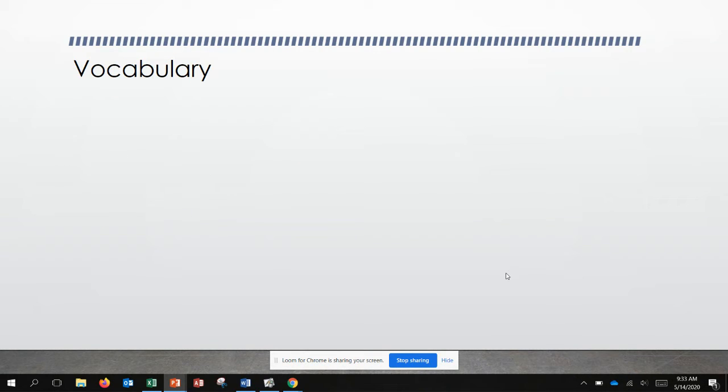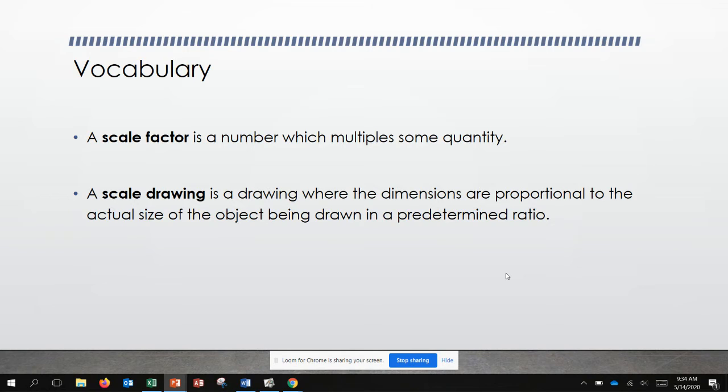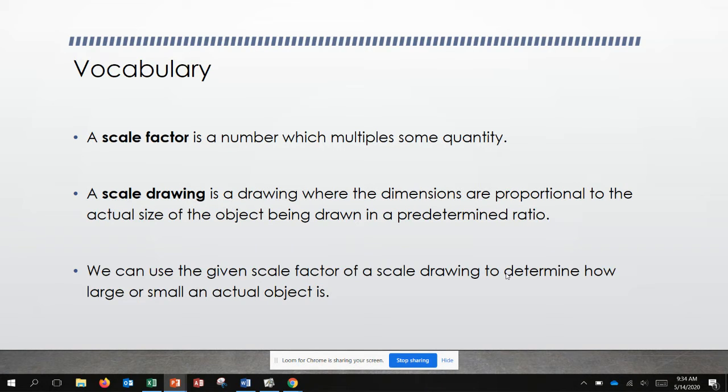A couple of vocab words first. First, a scale factor is a number which multiplies some quantity. So for example, if you had a scale factor of 2, you would multiply every single number by 2. A scale drawing is a drawing where the dimensions are proportional to the actual size of the object being drawn in a predetermined ratio. So when we put those together, what we have is a scale drawing that, when we multiply all the dimensions by the same number or its scale factor, we're going to get the actual size of the object, how large or how small it actually is.